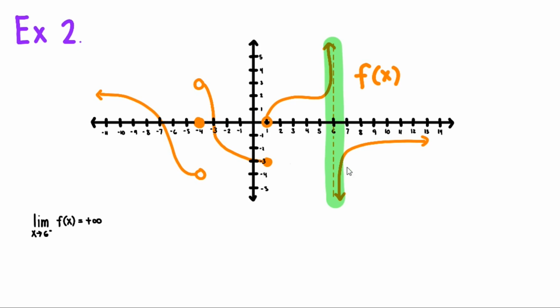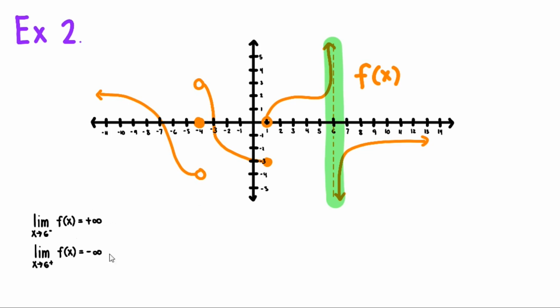And from the right, observe that as x approaches 6 from the right, f of x goes infinity and beyond, but downwards. So this one out here represents negative infinity, since it goes to negative values, down and down. So we say that the limit of f of x as x approaches 6 from the right is negative infinity.